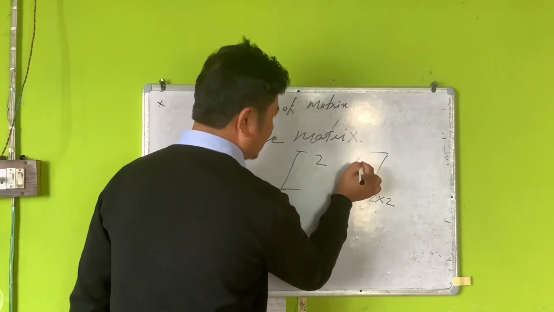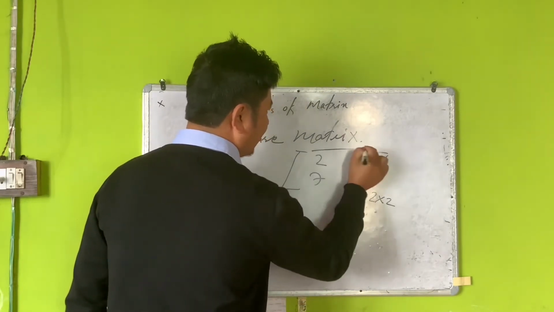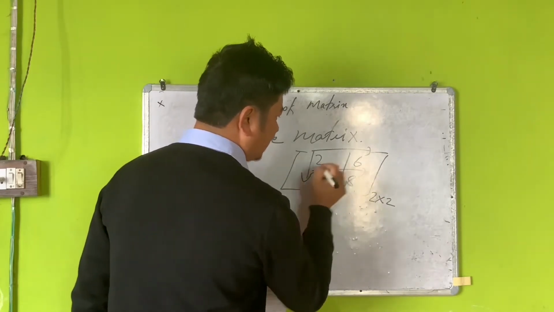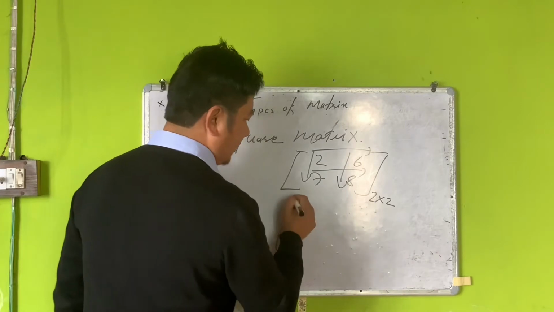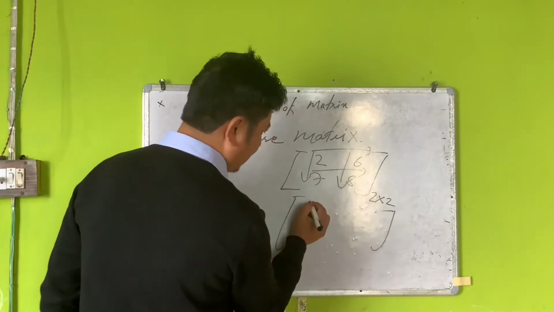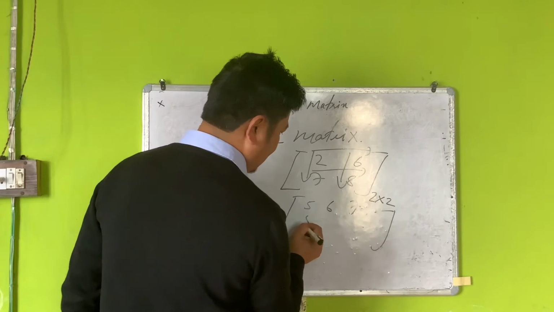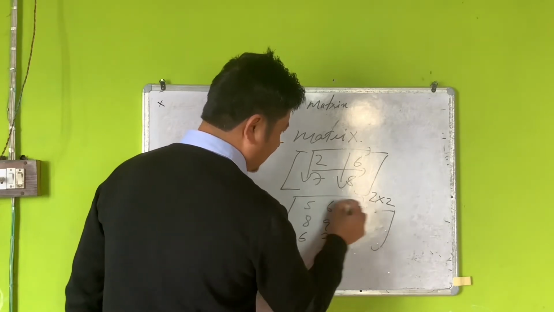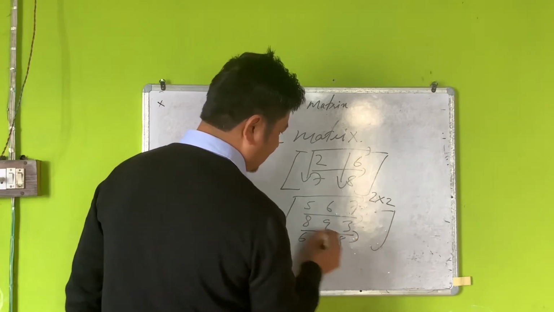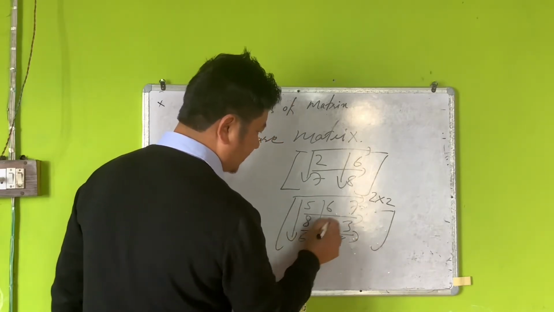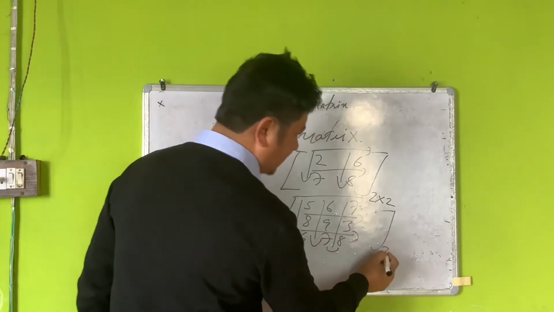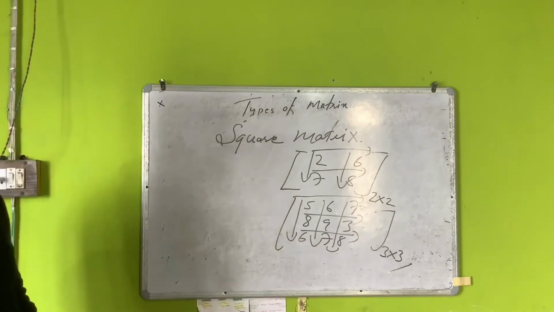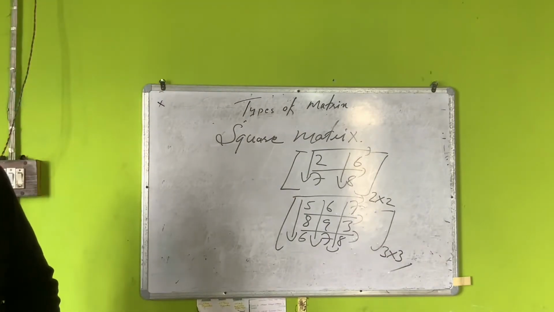like 2, 6, 7, 8. So we are having 2 rows here and 2 columns. This is a square matrix. Another example: 5, 6, 7, 8, 9, 3, 6, 7, 8. So we are having 3 rows here, 1, 2, 3, and 3 columns here. So this is a square matrix, 3 into 3. The same number of rows and columns is called a square matrix.